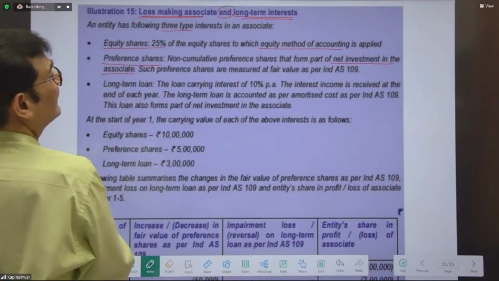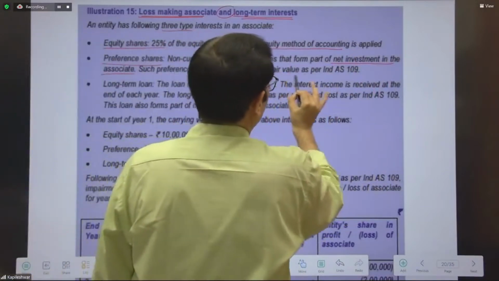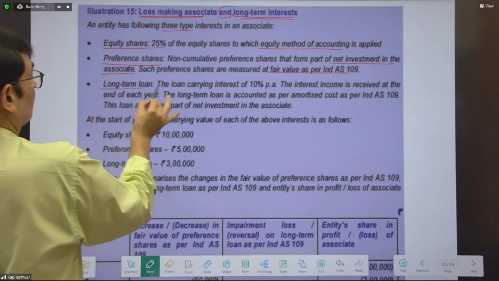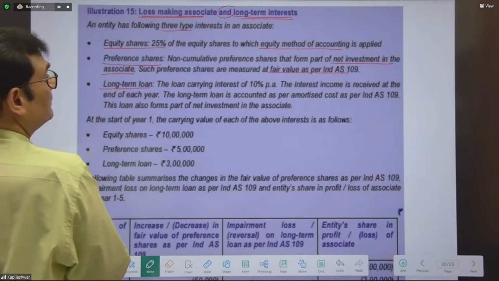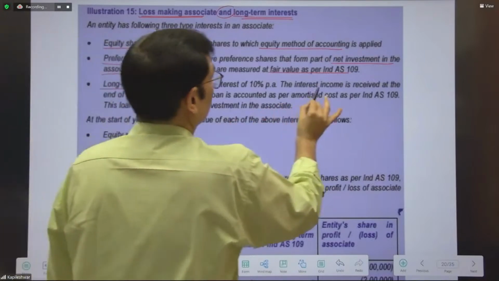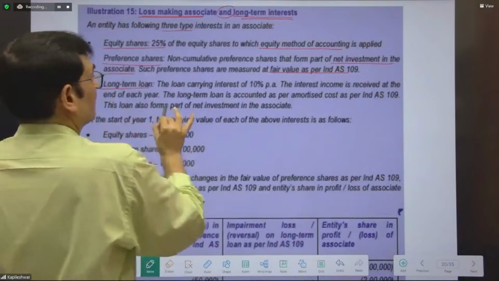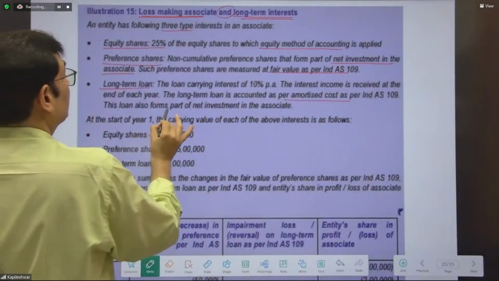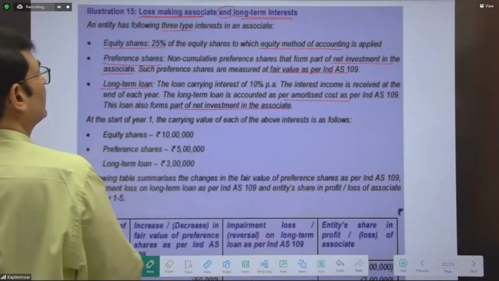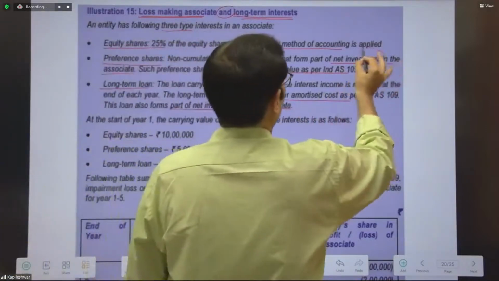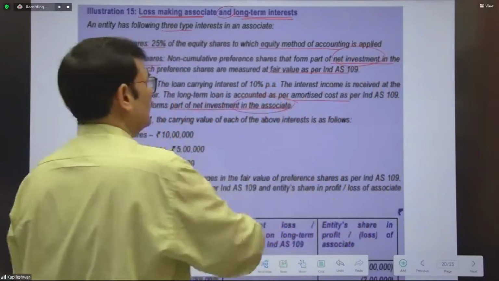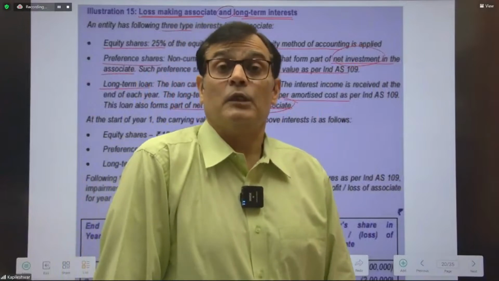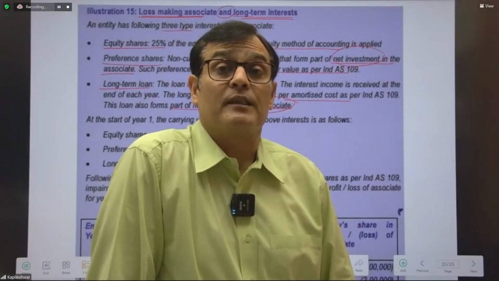It's like a permanent funding. And they're measured at fair value as per Ind AS 109. There is a long-term loan with a 10% interest, and the interest is received every year. But the long-term loan is accounted at amortized cost as per Ind AS 109, and this also forms part of the net investment. So when I say it is a part of the net investment in the associate, it indicates it's a permanent funding. The investor has got no intention to get the money back.